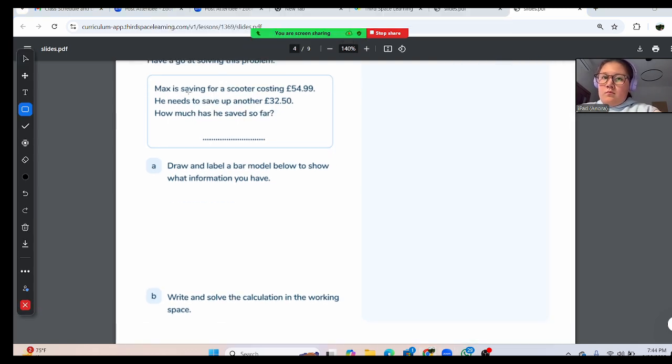So the question is saying Max is saving. You read the question. It would make more sense if you read it by yourself. Max is saving for a scooter costing 54 pounds 99 cents. He needs to save up another 32 pounds 50 cents. How much did he save so far?